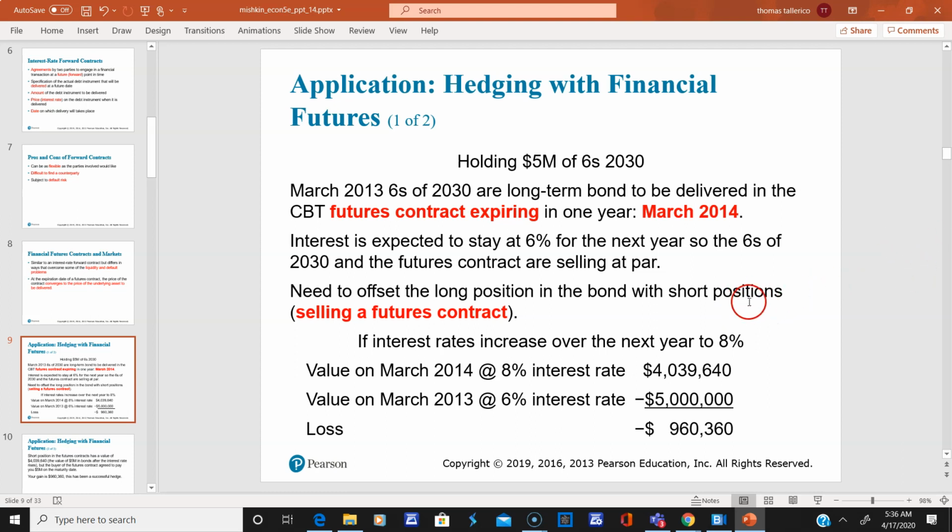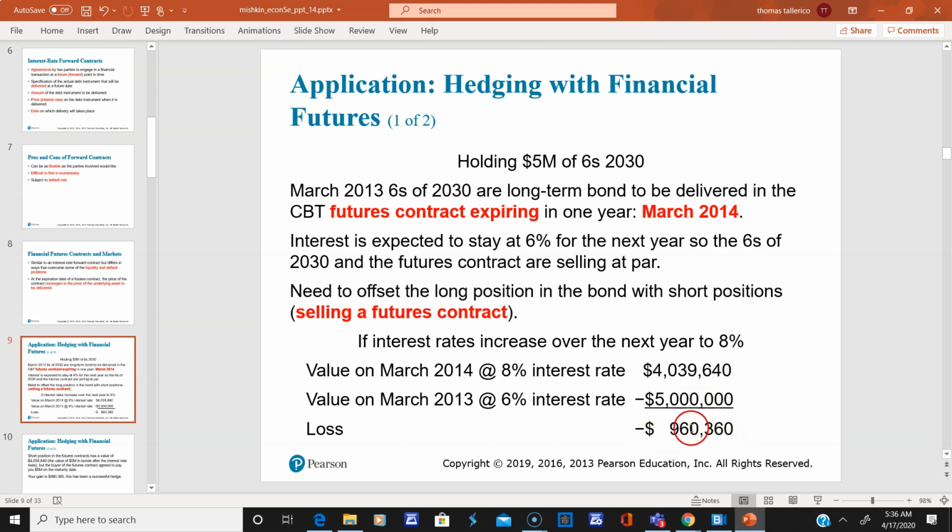All right, so if interest rates increase over the next year to 8%, the value of the bonds is going to be $4,039, and the value on March 2013 was $5,000. So the price of your bonds, the physical bonds you're holding, goes down, right? So you don't want to lose money on the bonds because interest rates went up. Interest rates go up and the price of the bond goes down, okay? So you don't want that to happen, all right?